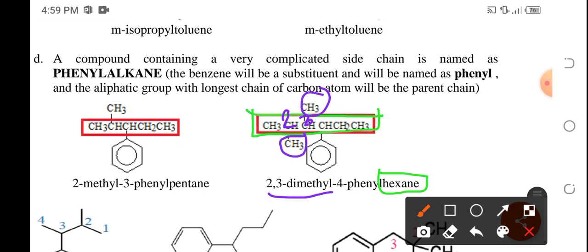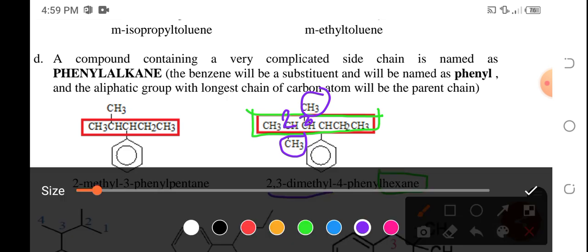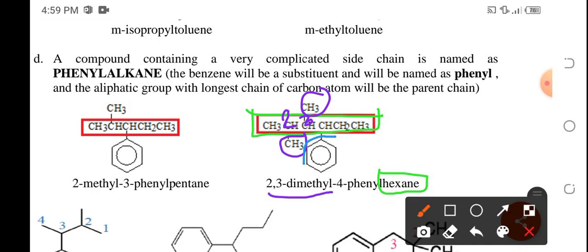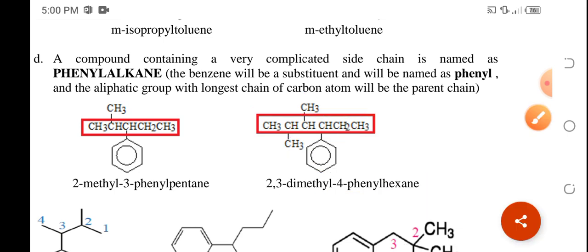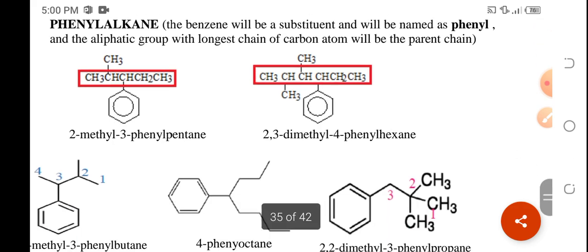So that is 2,3-dimethyl. What is not yet included is this part, which is on the fourth carbon atom of the parent chain, and it is treated as a substituent, so that is 4-phenylhexane. Overall, the name of this structure is 2,3-dimethyl 4-phenylhexane.